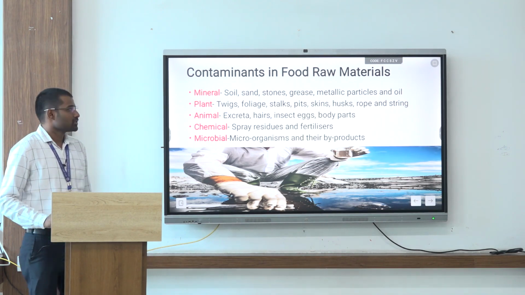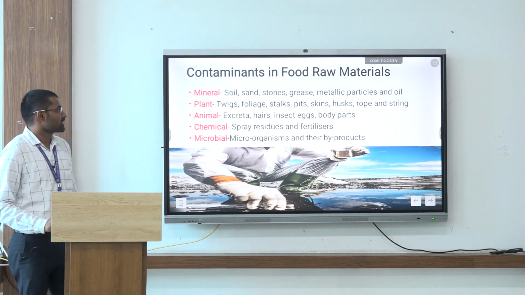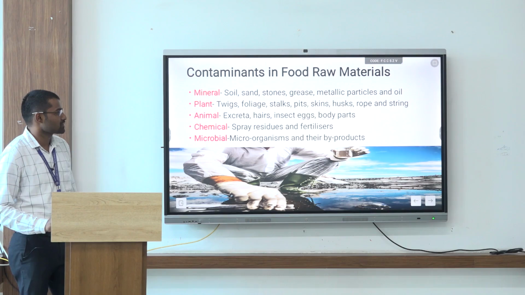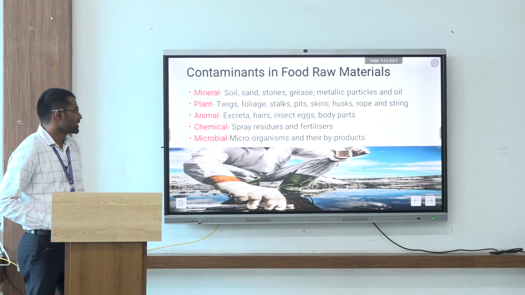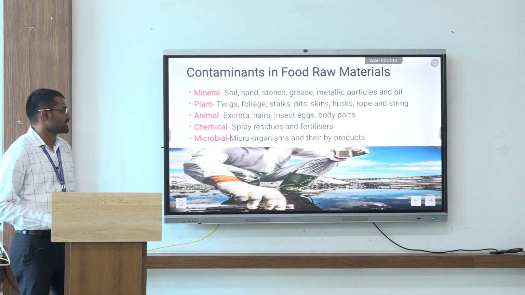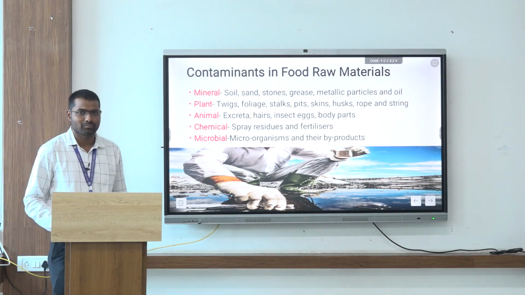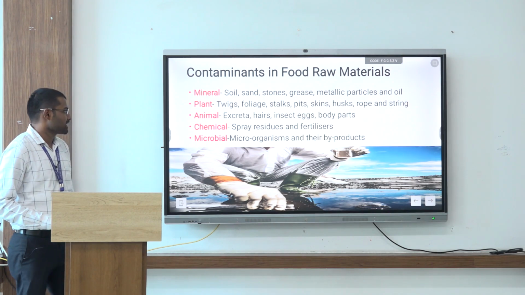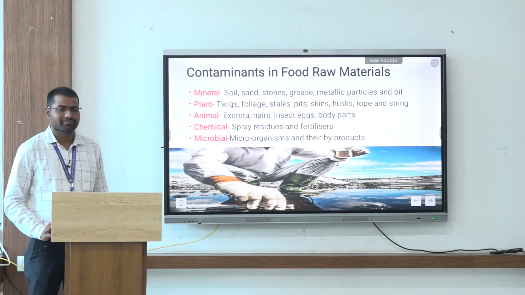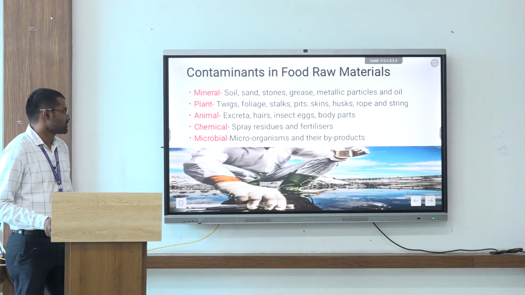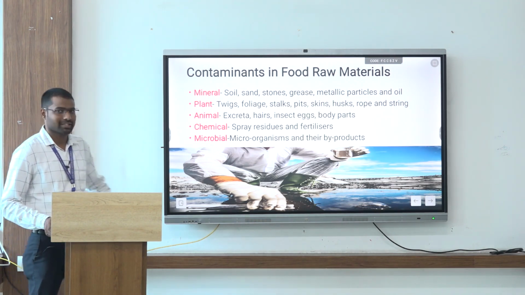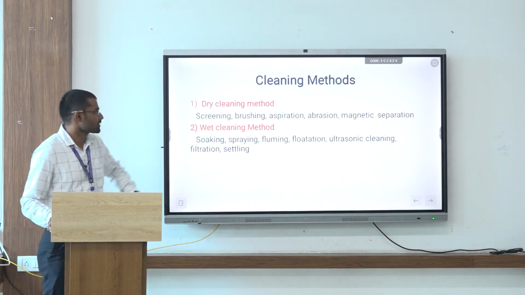Then plant. Plant sources are like twigs, foliage, stalks, pits, skins, husk, rope and string. Next one is animal. Animal contaminants are excreta, hairs, insect eggs and body parts. Next one is chemical, like spray residues and fertilizers that you use on the farms. The last one is microbial, like microorganisms and their byproducts.